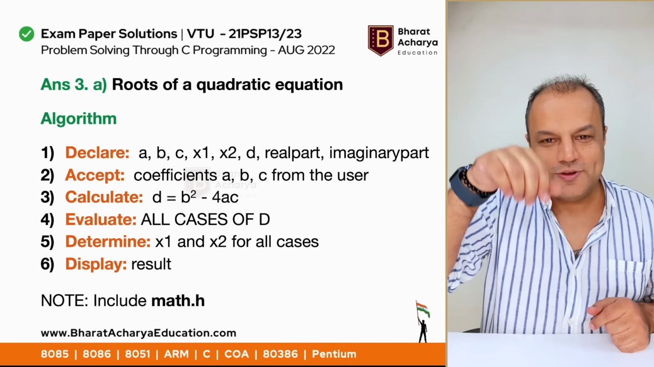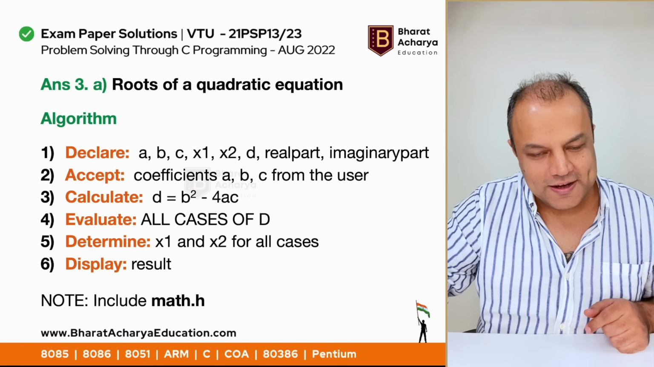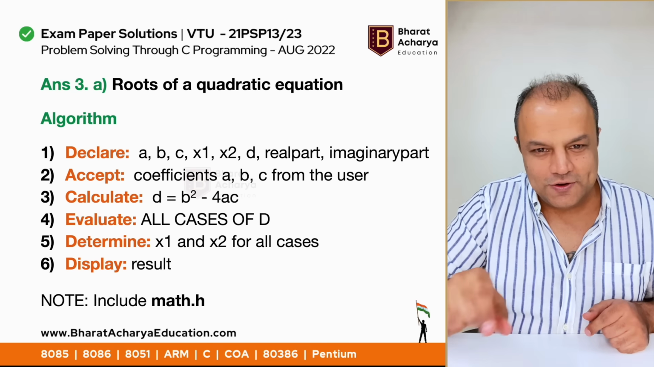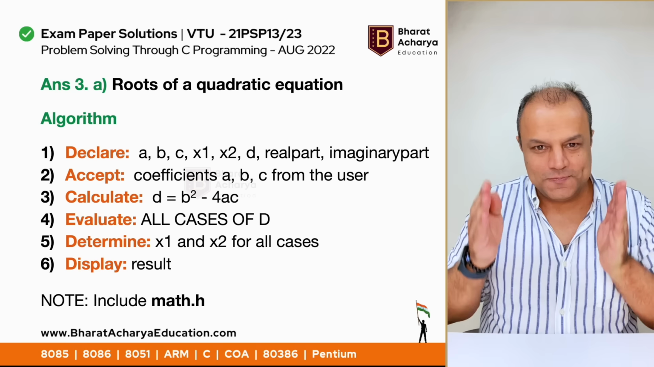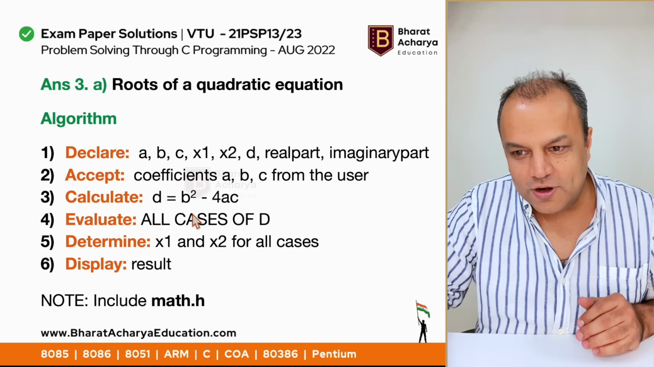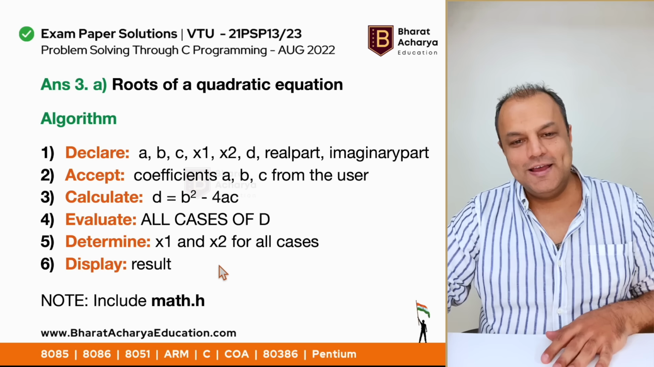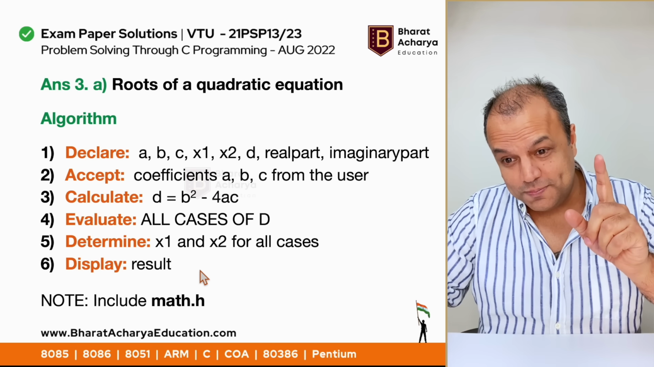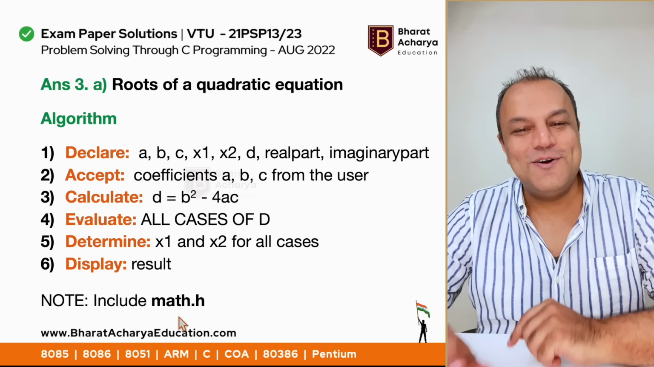Once you calculate d, you'll have if, else if, else. If d is 0, we've already discussed. If d is greater than 0, that is positive, already discussed. Else, the negative part, already discussed. Correct? So based on that, all cases of d you'll evaluate, x1, x2 you'll calculate for all the cases and you'll display the result. Pro tip, don't forget to include math.h.